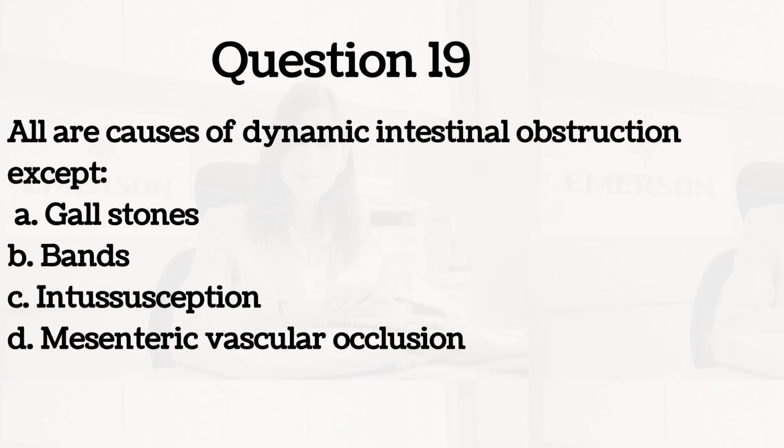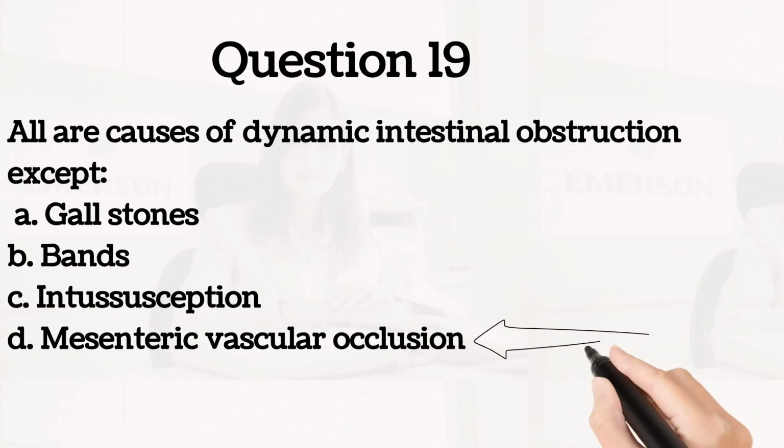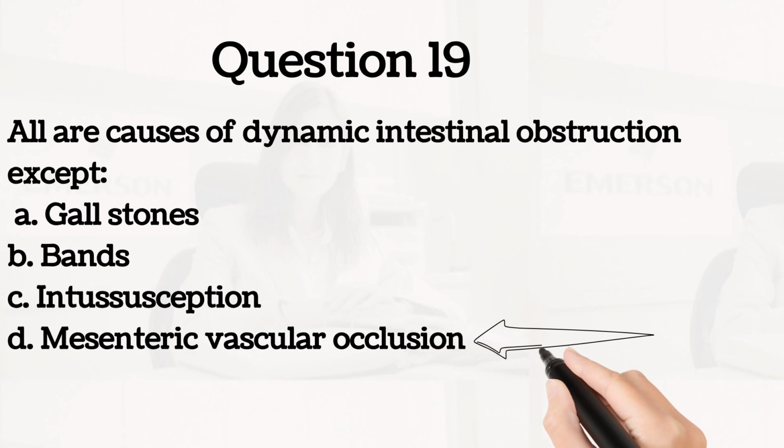So A, B, and C, I don't want to use the word physical, but there is some obstruction which is dynamic. Then for D, it's one of the adynamic causes. So that's the answer for this question, question 19, part D.